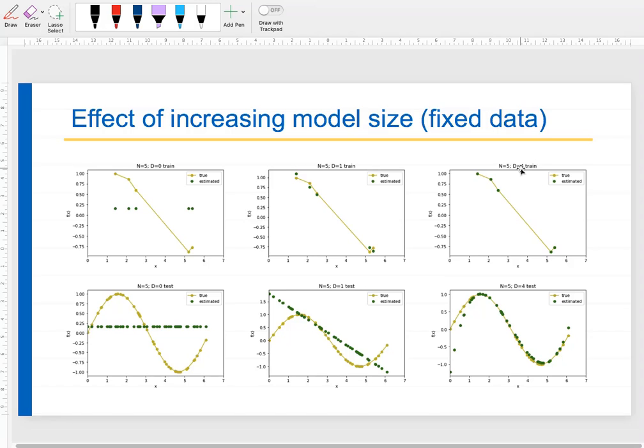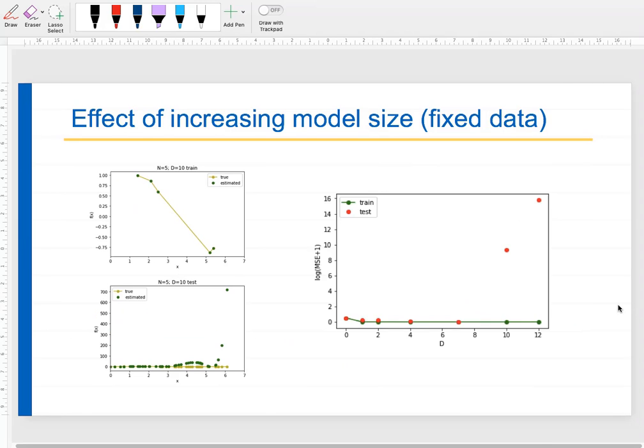I increased my model size to 4. D is 4, so that means 5 unknown parameters. Now it is able to do much better on the test data. Okay, but now, if I make my model very strong, let's say 10, this is interesting, please pay attention here. If my model is very large, what happens?